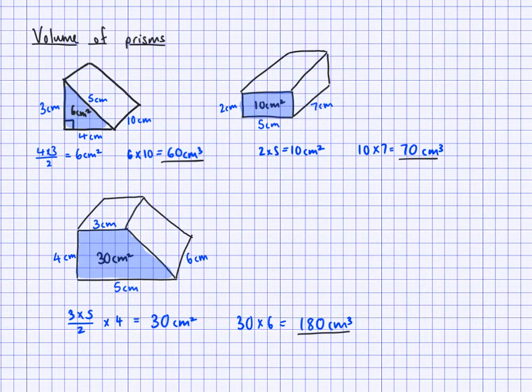Just quickly again, find the area of the cross section and then multiply it by how long the shape is. This is because these are prisms and we're finding the volume.